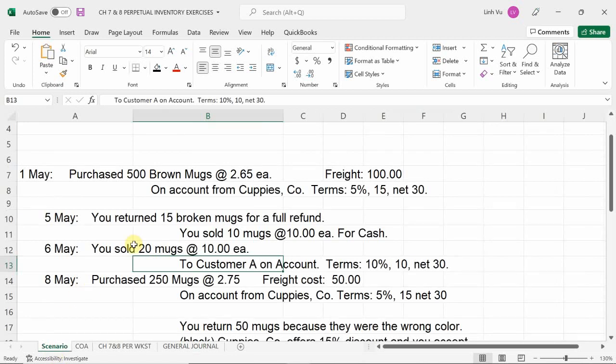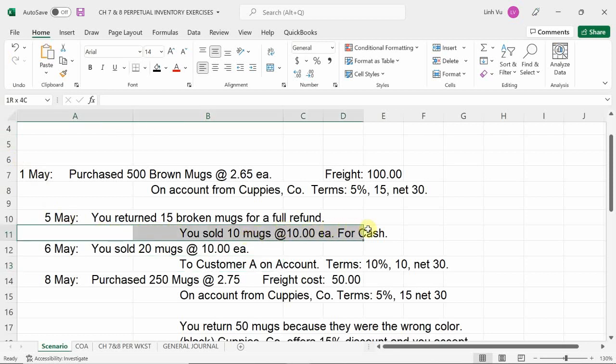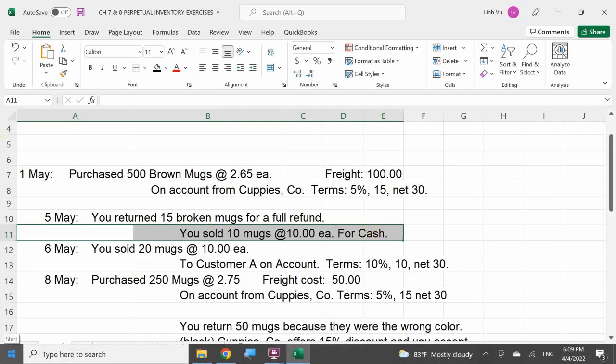So then, that very same day, we also end up selling 10 mugs for $10 each for cash. So in this case, I sold 10 mugs for $10 each for cash. Let me go ahead and journalize this because this is a sale.